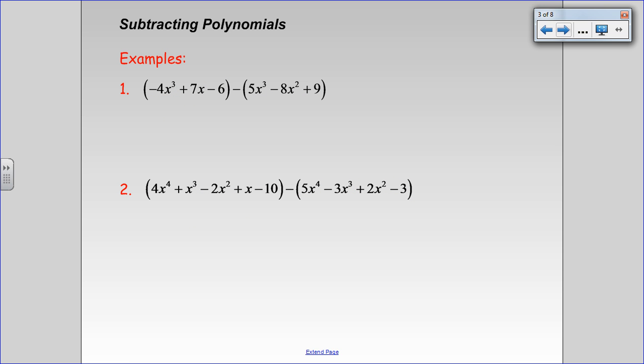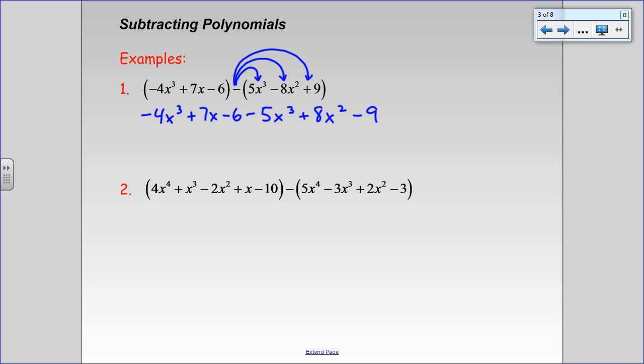Now let's look at some examples of subtracting polynomials. In our problem number 1, we're subtracting a trinomial from another trinomial. The first trinomial will simply be rewritten, and we need to add the opposite of the second trinomial, which means we'll distribute the -1 to each term. So we have -5x cubed. For this, distributing to the second term, we have +8x squared, and distributing to the third term, we have -9.